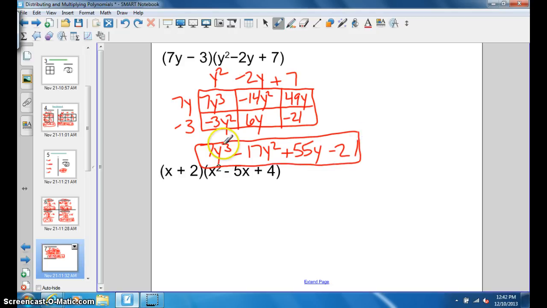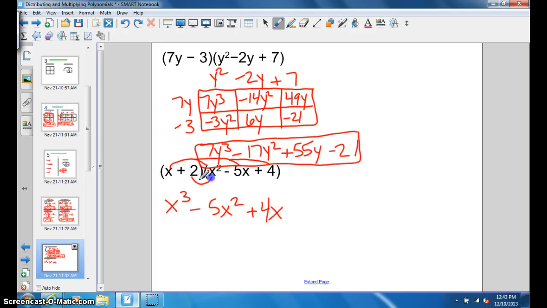Okay, so now for this one here, I'm going to use the distributive property. So I'm going to distribute this x to each term. Okay, so we have x times x squared, which is x cubed. X times negative 5x is negative 5x squared. And x times 4 is 4x.